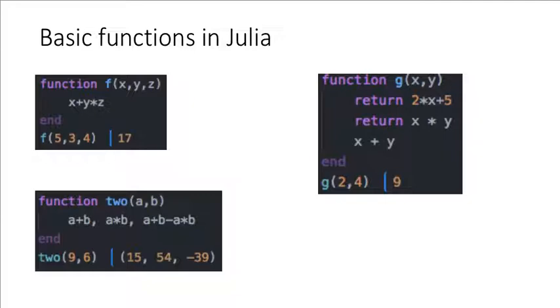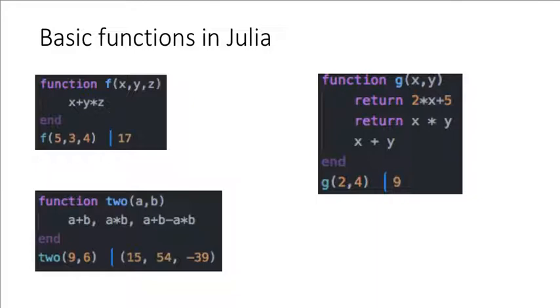So here are some basic functions in Julia. The top left one, we have a function called f where we take x, y, and z, and then we have some math done in the body, x plus y times z, where we give x 5, y 3, z 4 equals 17. Functions in Julia are pretty basic. If you've ever done any type of programming before, this shouldn't be anything new to you. If not, then hopefully this is helpful.